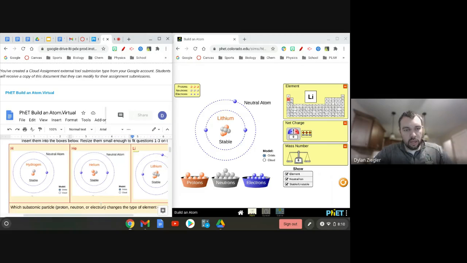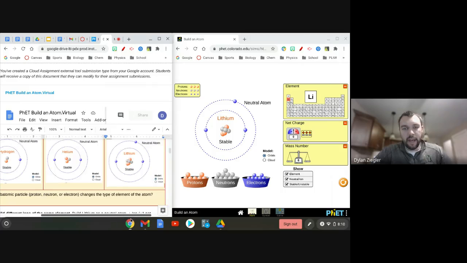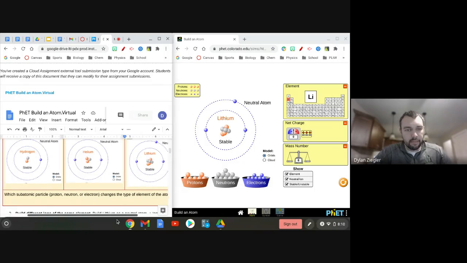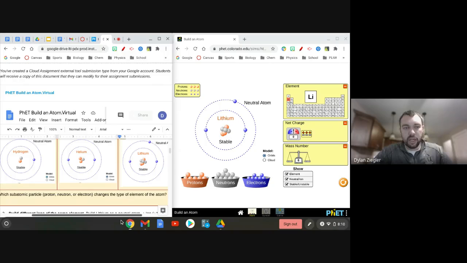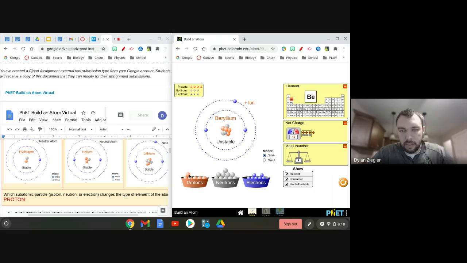Okay, underneath, which subatomic particle changes the type of element of the atom? The type of element. Oh, so the name. So which subatomic particle changed the name? That was the proton. The proton changes the name. So if I ever add a proton, it just keeps changing the name to something else.